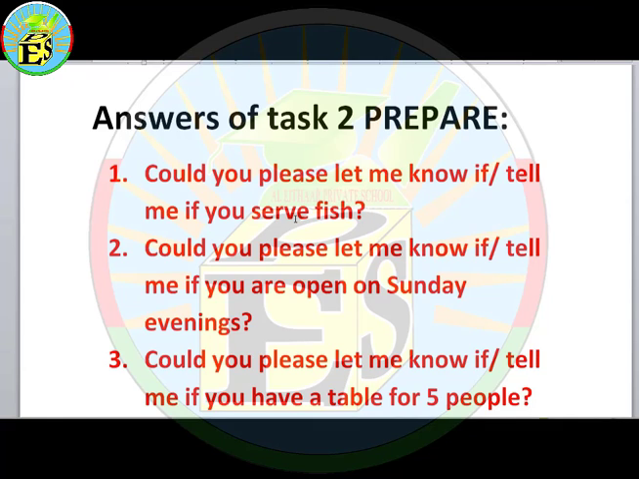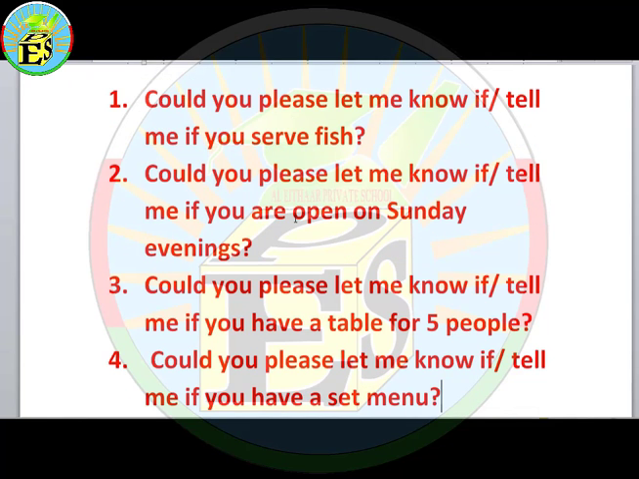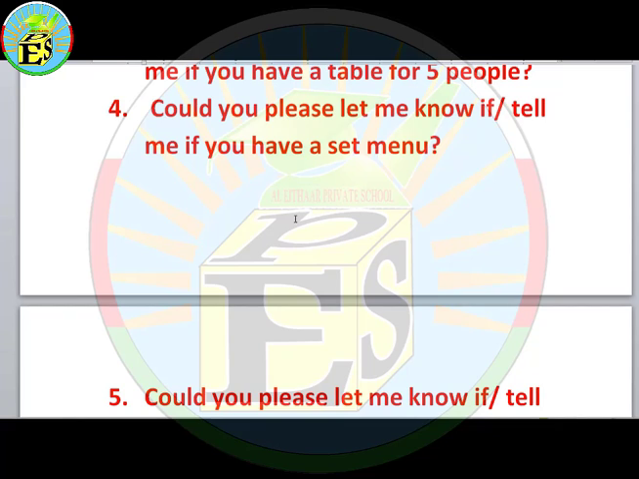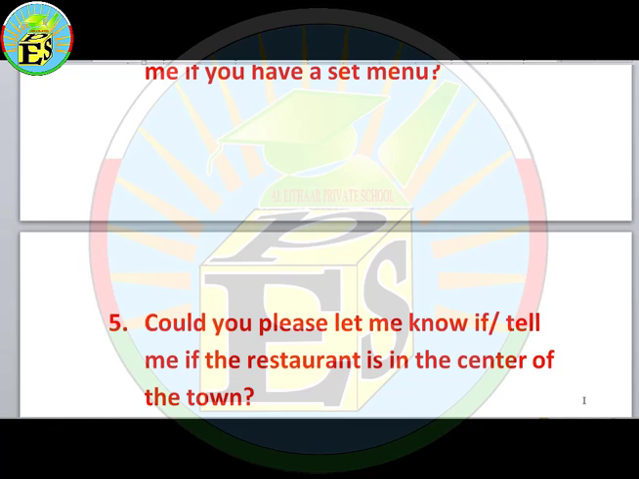So here you have the answers of the examples number 1, 2, and 3, and the rest of the examples are right here. Number 4, could you please let me know if you have a set menu, or you can say, could you please tell me if you have a set menu. The last example, which is number 5, could you please let me know if the restaurant is in the center of town? Or you can say, could you please tell me if the restaurant is in the center of the town?